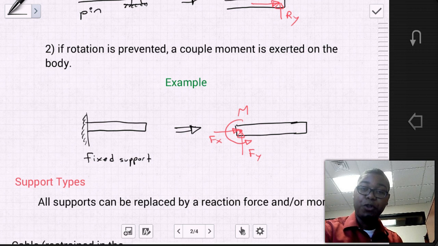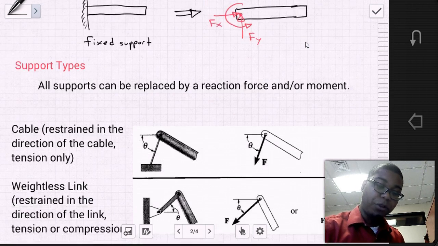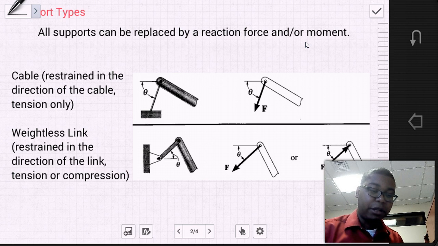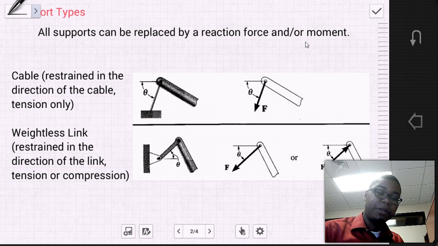Now, in general, we can use the two rules that we discussed, but also just to give you examples, I'll show you many of the types of support reactions that you'll see in this course. This is going to take quite a bit of time to get through, so do bear with me. A classic example is a cable. With a cable, the body is restrained along the direction of the cable. And cables only support tension.